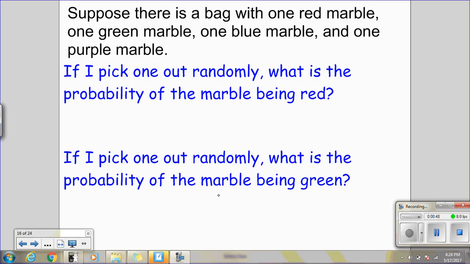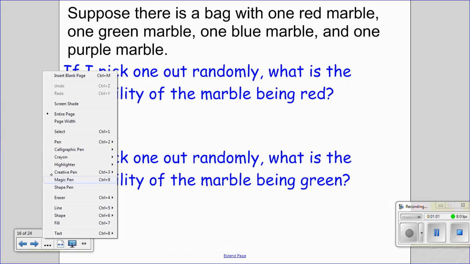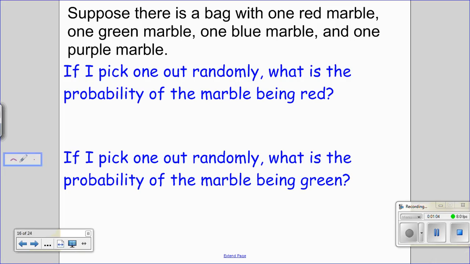The first one says, suppose there is a bag with one red marble, one green marble, one blue marble, and one purple marble. If I pick one out randomly, what is the probability of the marble being red? So in this bag, we have a total of 1, 2, 3, 4 marbles. So that's our denominator. And of those 4 marbles, only one is red. So the probability of picking a red marble is 1 out of 4.